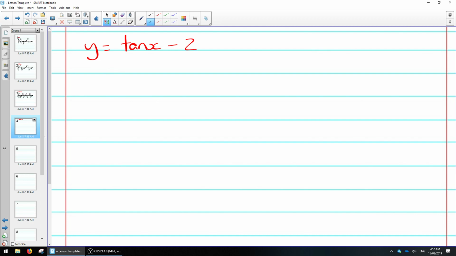What's my range here? Still all real y. Even though we're shifting it down 2, it's still going up to infinity, negative infinity. Alright, has my period changed? No, nothing's changed. Basically, I'm taking the whole thing and shifting it. And so we'll get to that in a second.